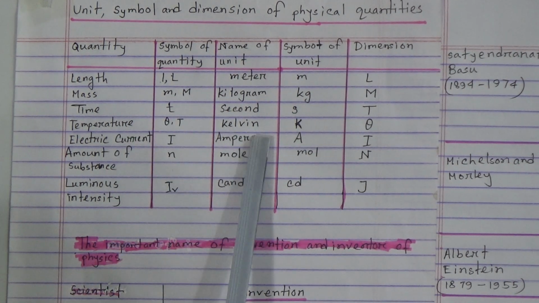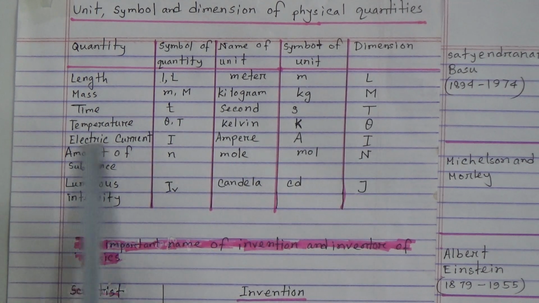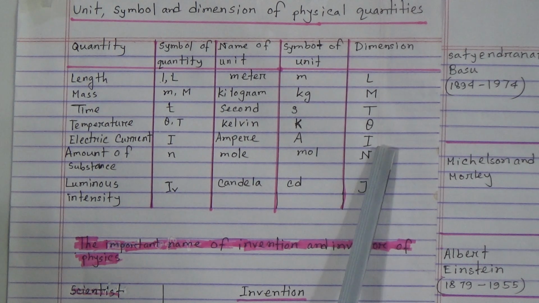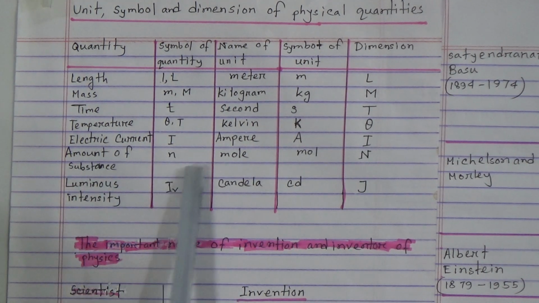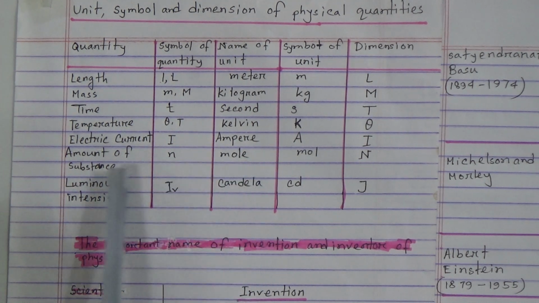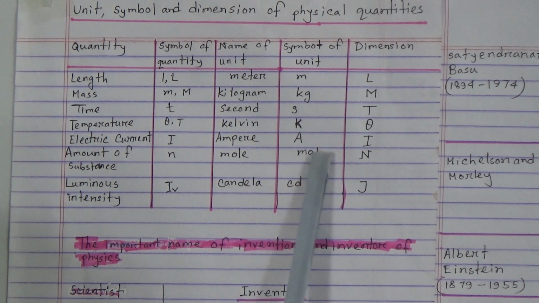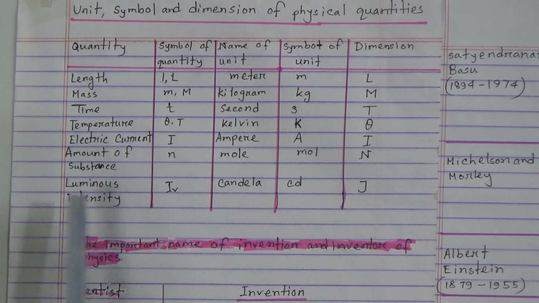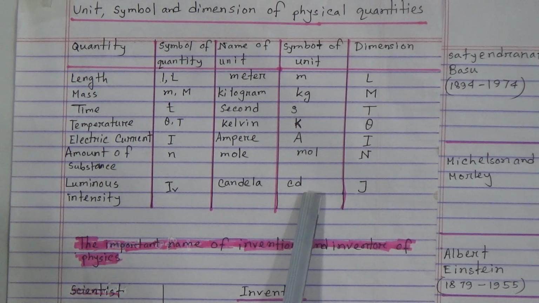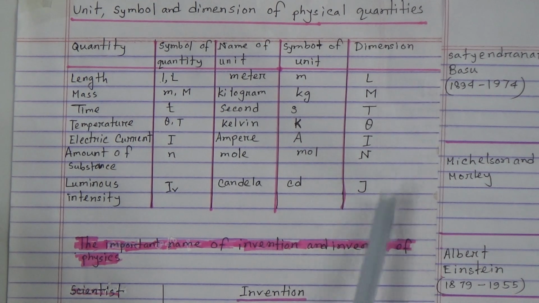Temperature: theta, T. Kelvin, K and theta. Electric current: I, ampere, A, dimension is capital I. Amount of substance: the symbol of the quantity is small n, the unit of the amount of substance is mole, symbol mol and dimension is capital N. Luminous intensity: Iv, the unit of luminous intensity is candela, symbol of the unit is cd and dimension is J.